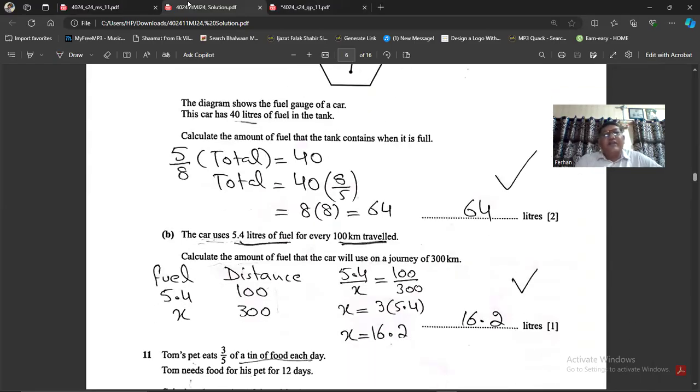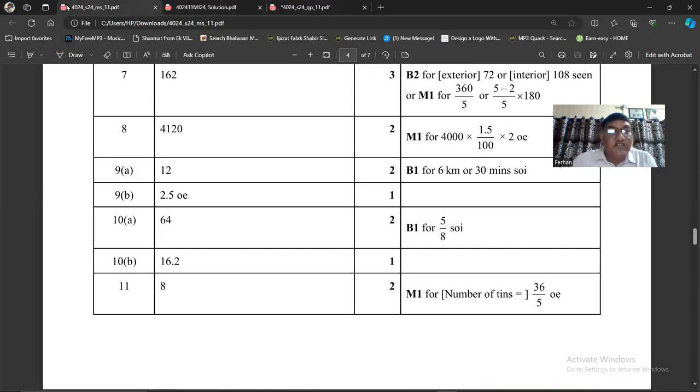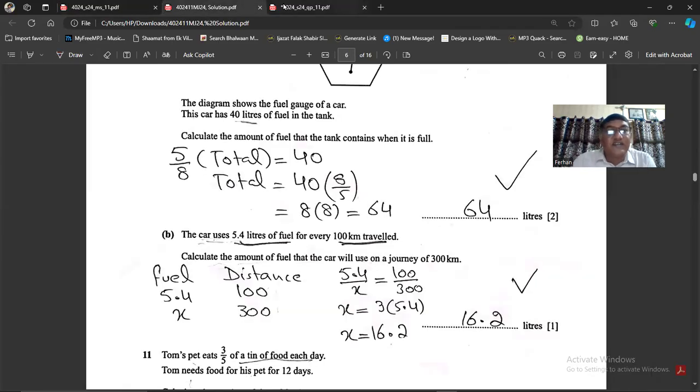So it will be 5 by 8 into total is equal to 40. So the total will be equal to 40. 8 will go upstairs, 5 will go downstairs. So 40 multiply 8 divided by 5. So it's 8 into 8, and that is 64. So when the tank is full, it can hold 64 liters of the fuel, which is the right answer, sir.